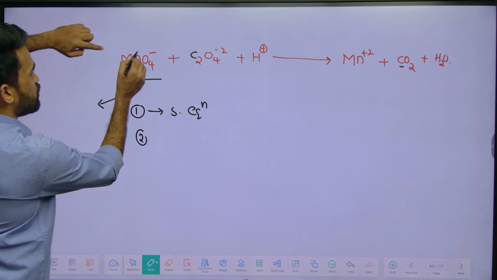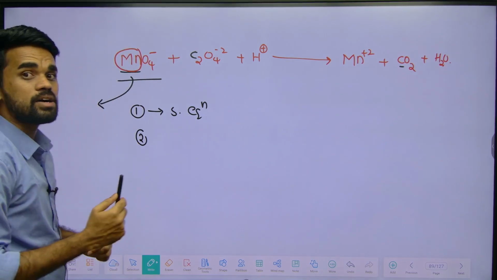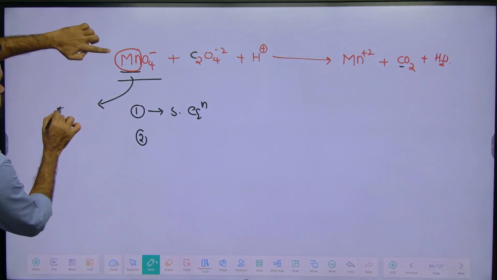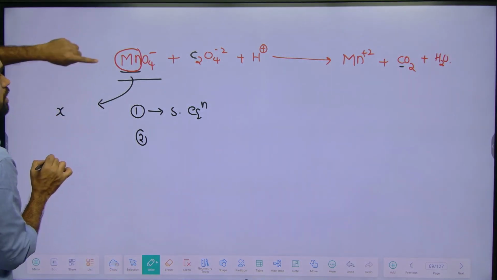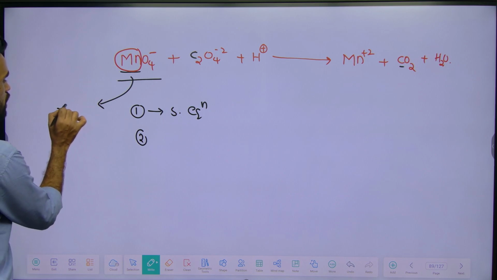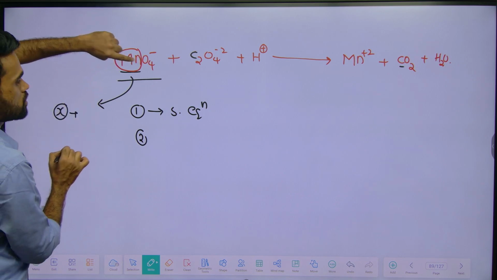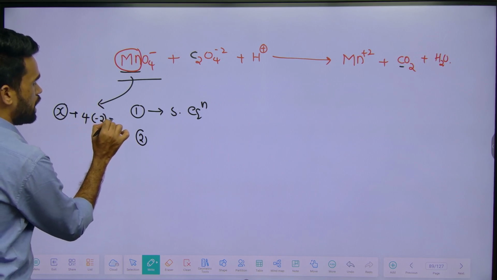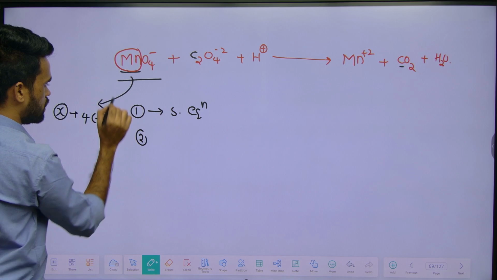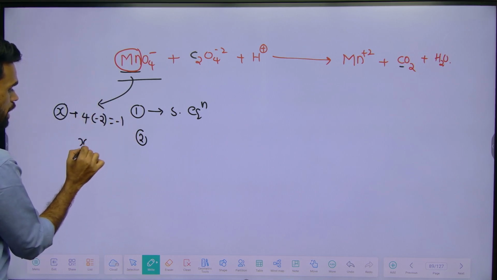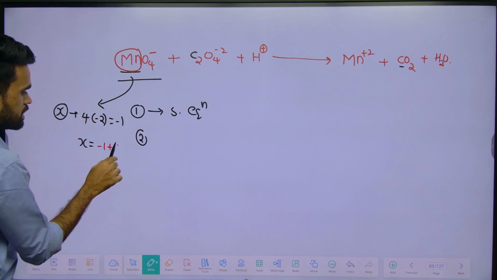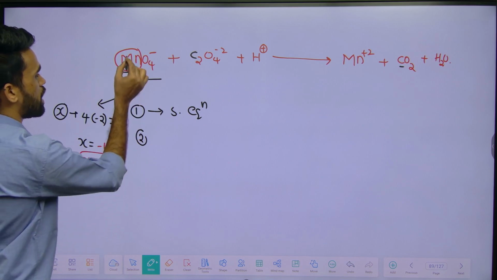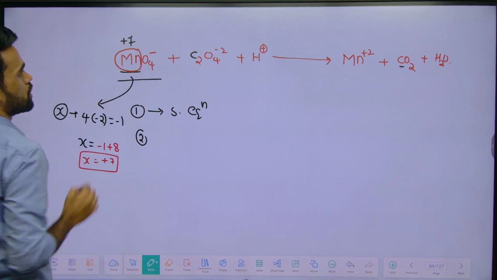First find its oxidation state. How to find oxidation states? In the last session I discussed it, and I am explaining again here. For the manganese atom, I need to calculate its oxidation state. Therefore, for manganese it is X. I want to find this X value. How many oxygens are there? 4. Each oxygen atom's oxidation state should be -2. And what is the charge on this ion? It is -1. So X is going to be -1 plus 8. That is, X is +7. So what is the oxidation state of manganese here? +7.